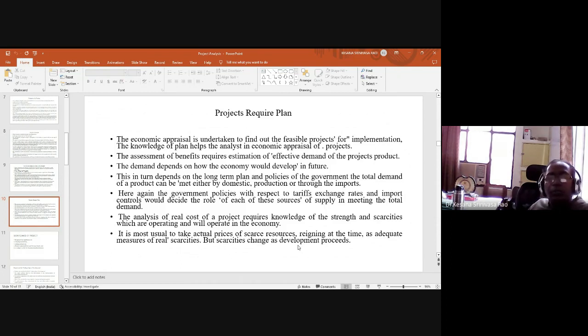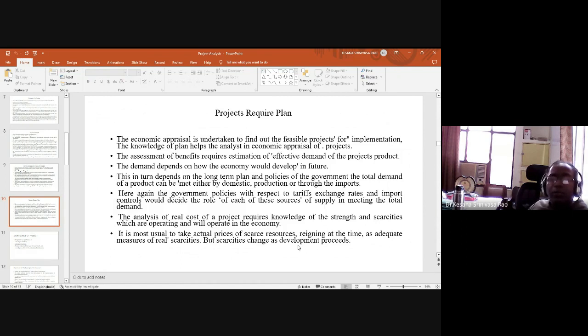It depends on the long term plan and policies of the government. The total demand of a product can be met either by domestic production or through imports. So these are the things with which you can perform the projects. Here again, the government policies with respect to tariffs, exchange rates, and import controls would decide the role of each of these sources of supply in meeting the total demand.